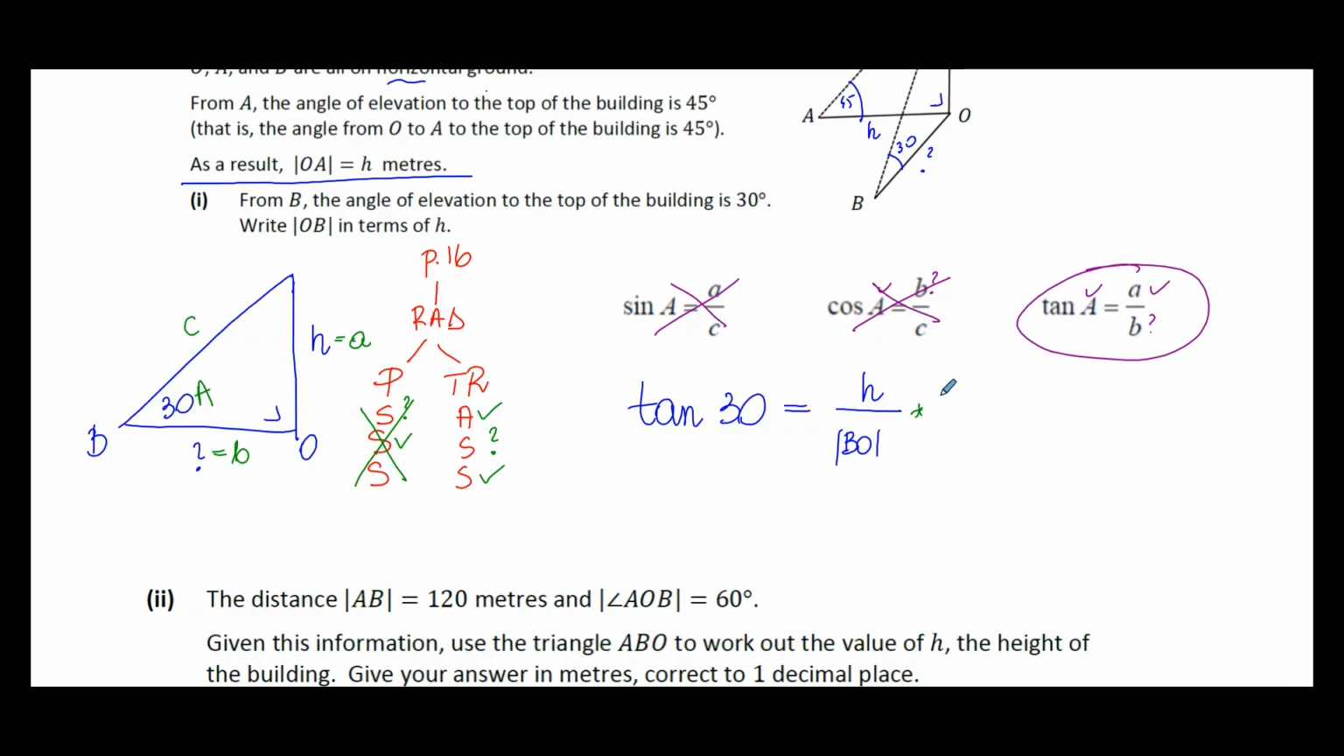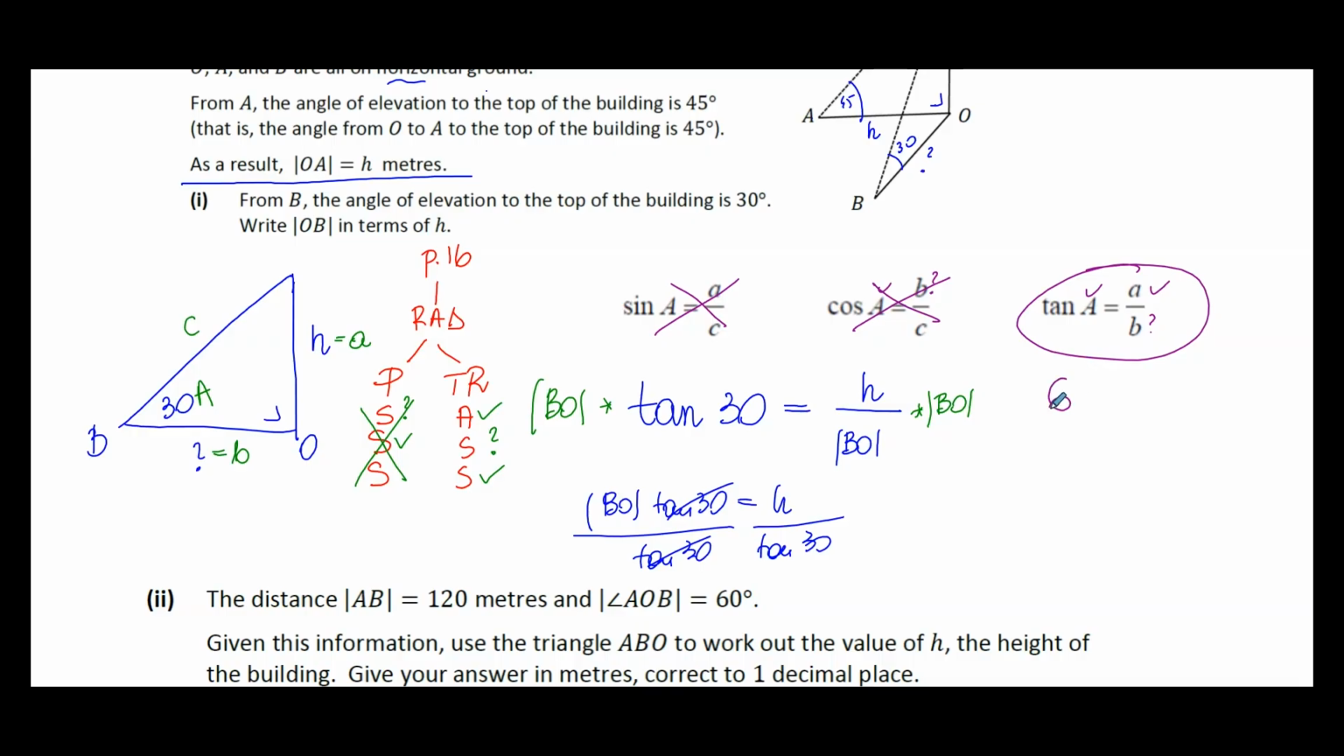I can do this, multiply by BO, and therefore multiply by BO. And then in the next stage, when I have BO tan 30 equal H, then I divide both sides by tan 30. So we can do it that way, but I want to show you what we can do when you have this type of situation of a fraction equal to a number.